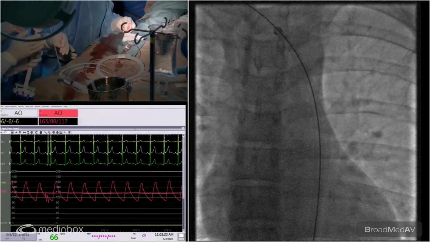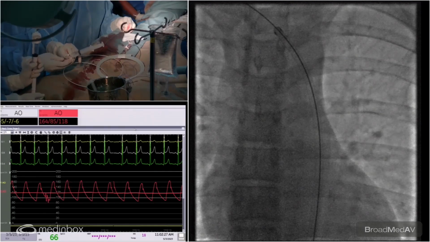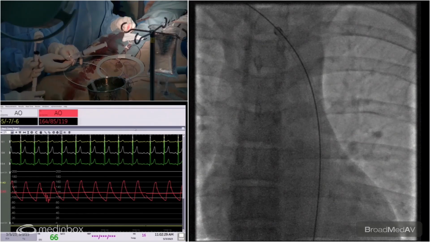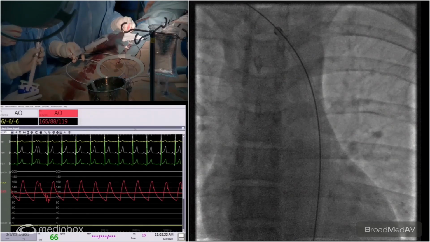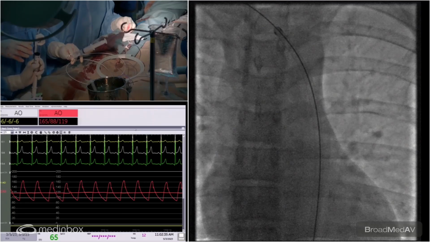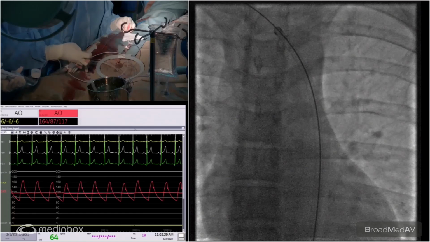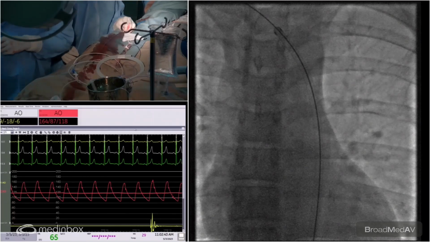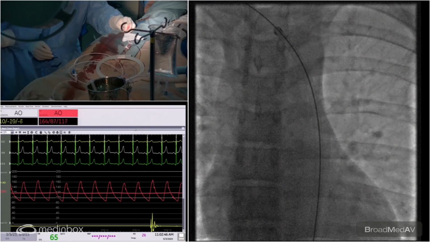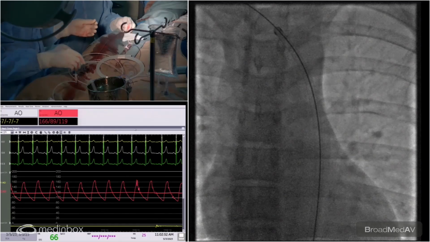Okay, now let us get this air. Little bit more. That's it. Thank you. So the balloon is ready now. Let's take the stent. I need a short introducing sleeve also.